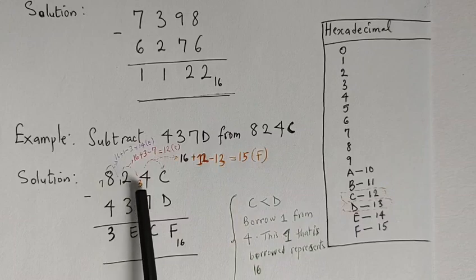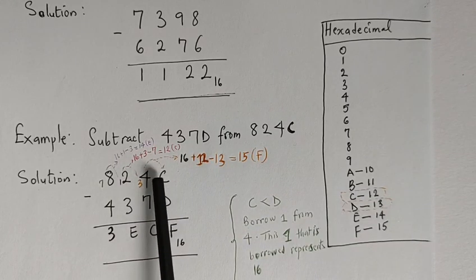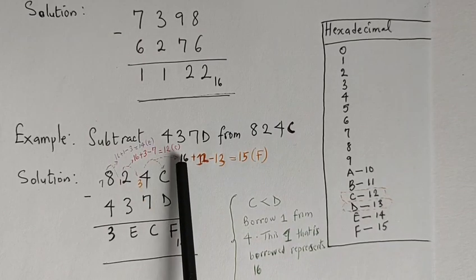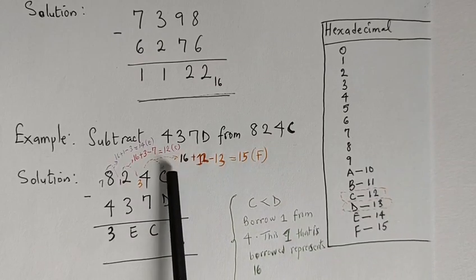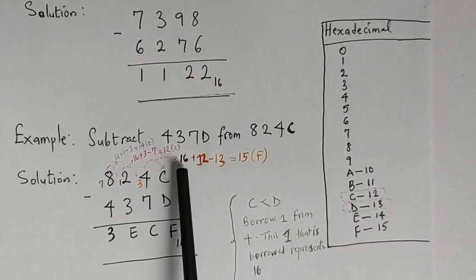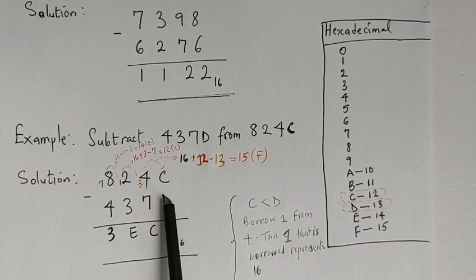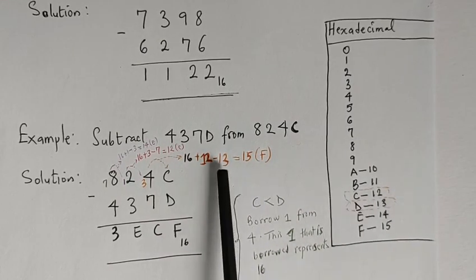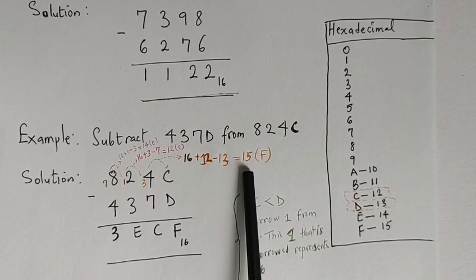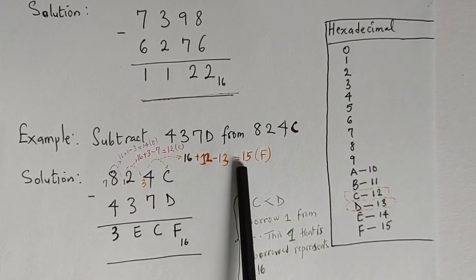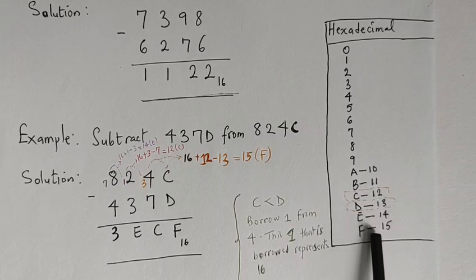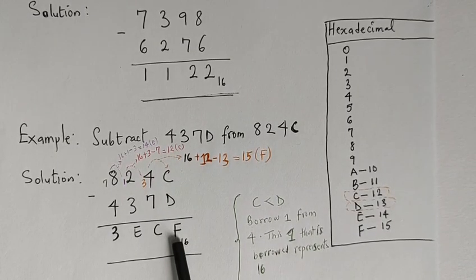I've indicated this with this orange ink. So we borrow 1 from 4. That one is added to this part, so the 1 represents 16. So that is why we have 16 plus. Now C represents 12. So 16 plus 12 minus D. D represents 13. So we say minus 13. This will give us 15. So 15 represents F in the hexadecimal number system. So that is why we have F.